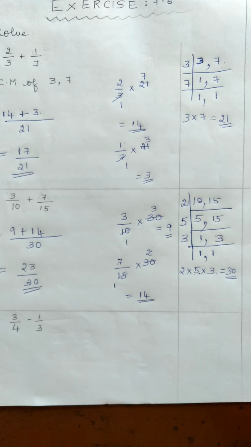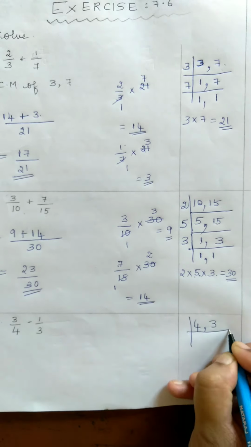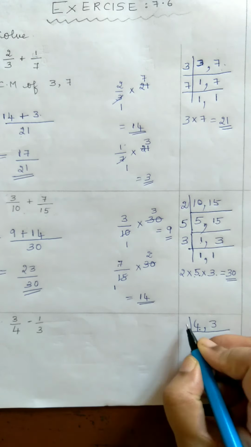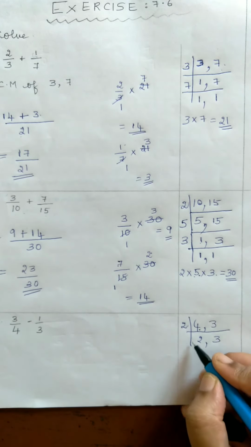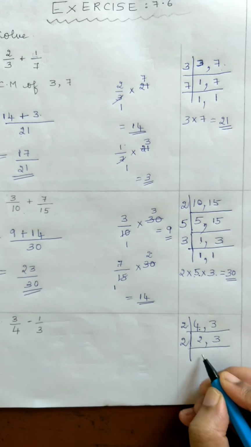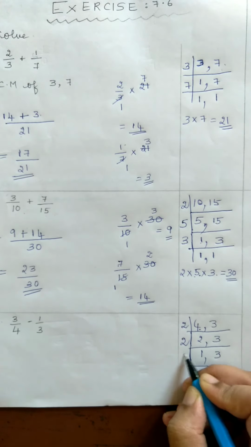Now we have to subtract the two fractions in the third problem. We have 3 by 4 minus 1 by 3. Take LCM of 4, 3. You have 4, 3. Both the numbers do not go by the same number, but 4 goes by the least common number, that is 2. So 2 2s are 4, 3 right as it is. Then again you have 2, 3. Let us take 2. 2 1s are 2 and 3 as it is. Then it goes by 3.